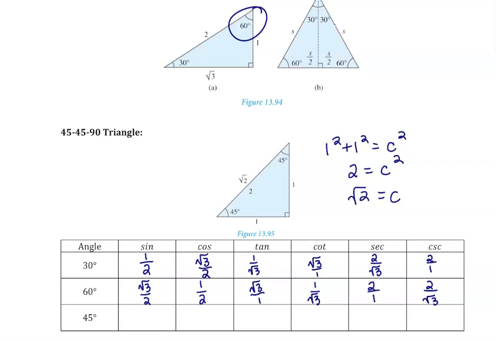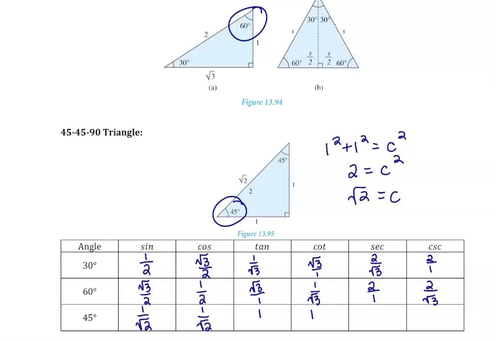Now, using this triangle, it doesn't matter which 45-degree angle we look at because both of them have an adjacent and an opposite of 1. So I'm just going to use that 45-degree angle, and here the sine, opposite over hypotenuse, is 1 over square root of 2. Cosine, adjacent over hypotenuse, is also 1 over the square root of 2. And tangent is just 1 because it's opposite over adjacent, which is 1 over 1.